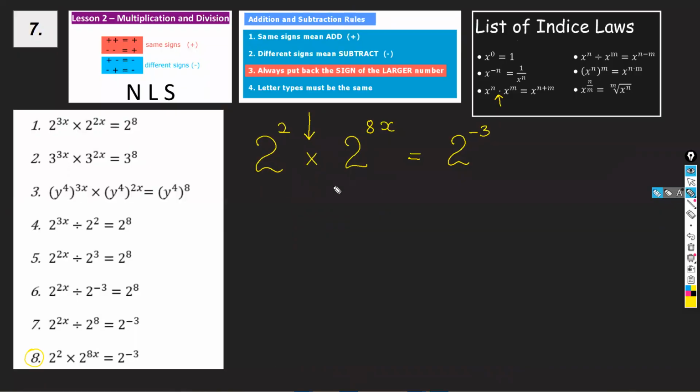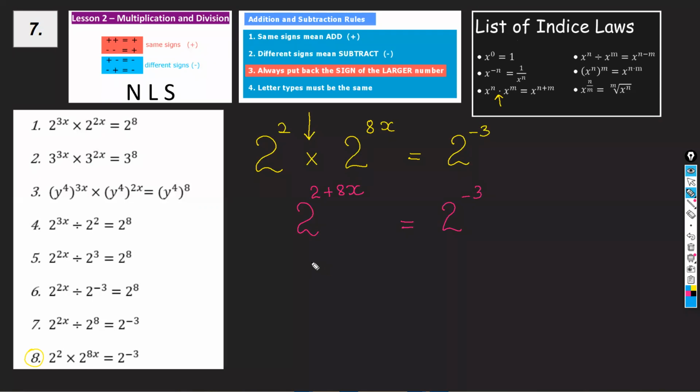So multiply. We can't put the powers equal to each other because we don't have 1 for 1 on each side. But we have a way. Multiply means to do what with the powers? Add the powers. So it's 2 plus 8x. This one I don't think had any tricks in it, right? And it had a minus 3 there. Now you can put the powers equal to each other.